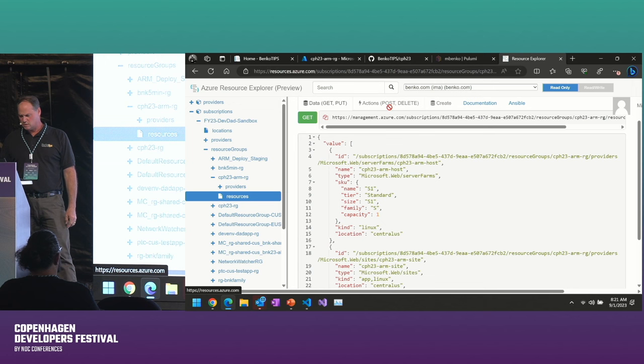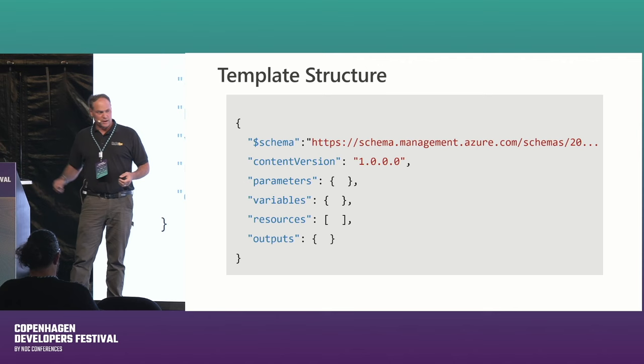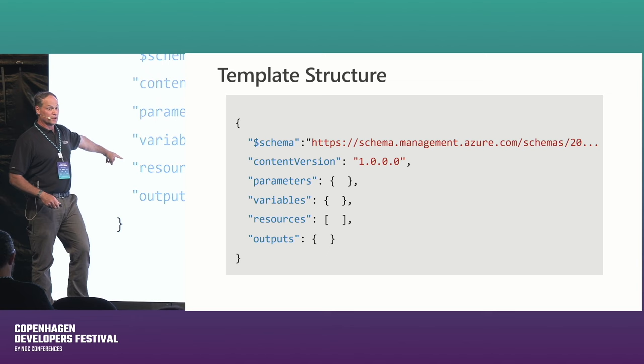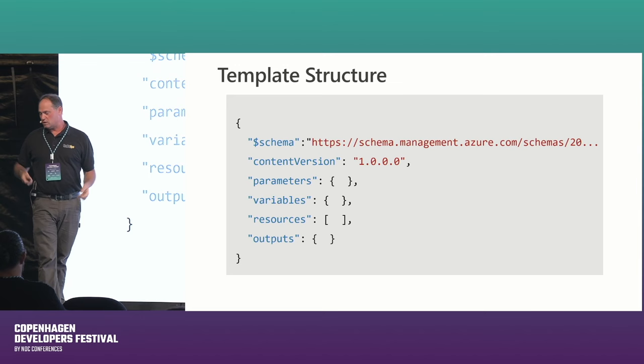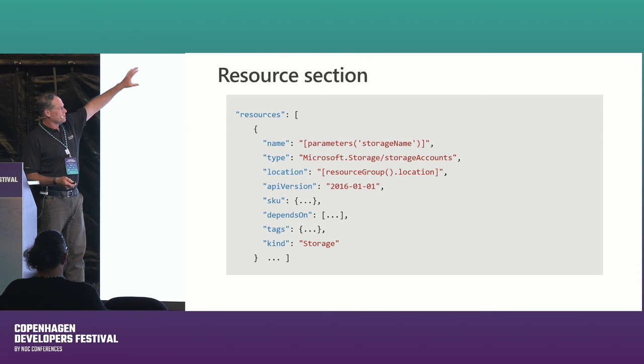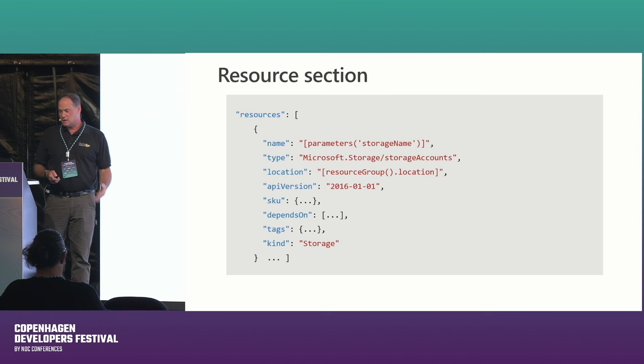Not that we will, but the idea of an ARM template is that there's a set structure of things that it contains. The content version, there's a schema, there's some parameters, variables, resources, and outputs. In a DevOps pipeline, I might want to be able to pull out the site name because I might use that for DNS. I might use that for how do I do another part of the flow of things. The resource section has usually the name, the type, and then some optional additional data that describes how that resource should work, including tags and SKUs and things like that. Each resource can be unique, but it's got a schema version that's attached to it.